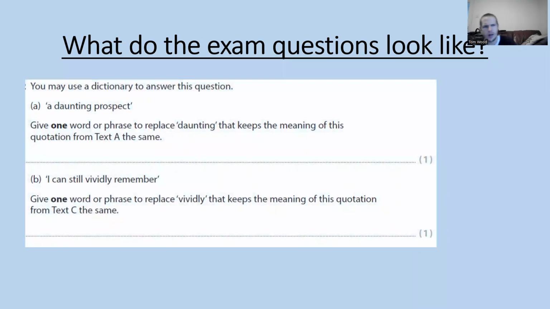Okay, let's have a look at a couple more of these then. We've got these ones here. Again, they're all essentially from level 2 papers. These ones have slightly more difficult words, but we can still work with them. And again, you would have a dictionary to hand as well. If you are unsure of what the word means, feel free to use your phone to quickly Google it, or use a dictionary app if you have one, to work from there. But have a go then. Let me know what you think. So: a daunting prospect, and I can still vividly remember.